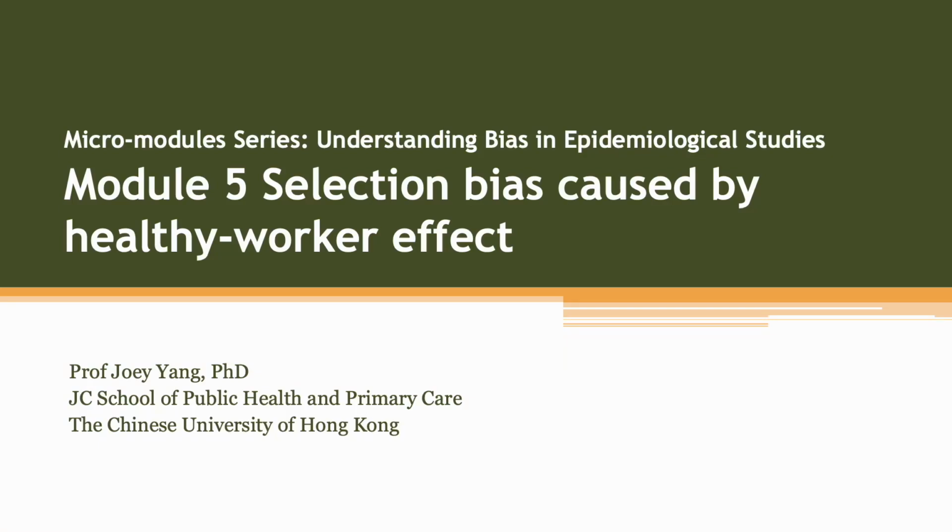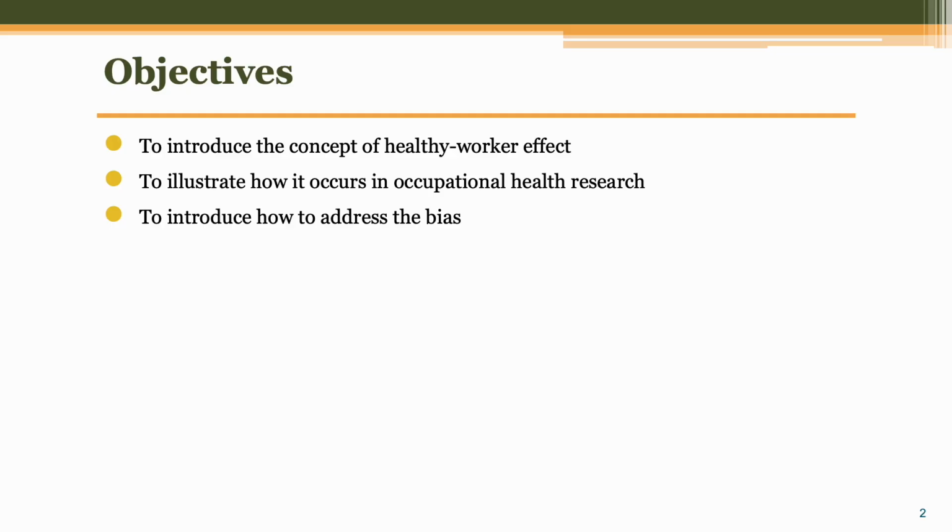Welcome back to the Micromodule series, Understanding Bias in Epidemiological Studies. In this module, we'll be focusing on selection bias caused by healthy worker effect, which is typically seen in occupational health research. The objectives of this module are to introduce the concept of healthy worker effect, illustrate how it occurs, and introduce how to address the bias.